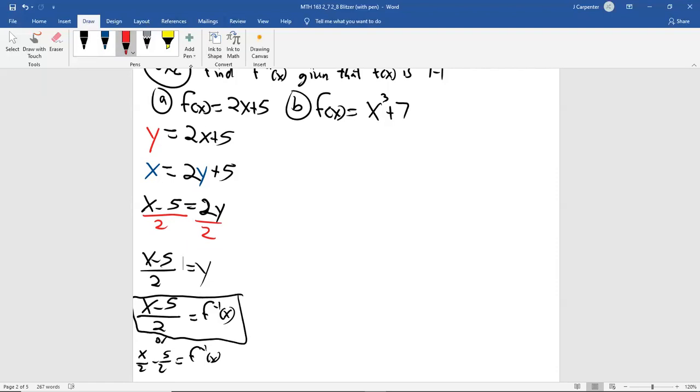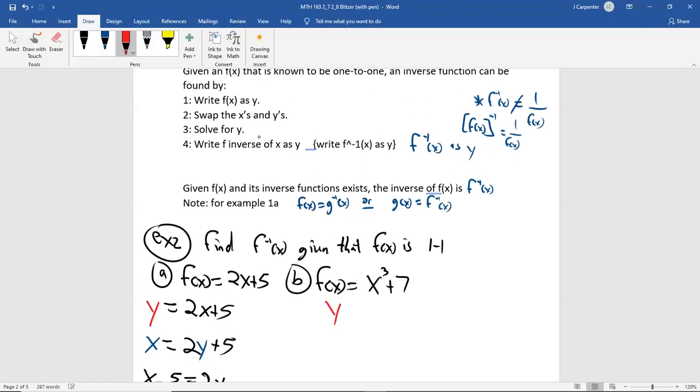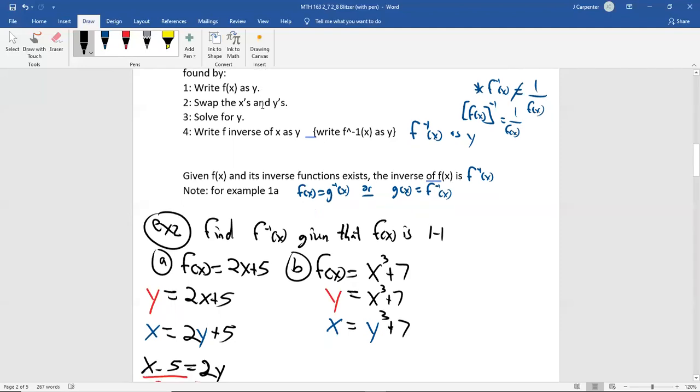So first step was to write f of x as y. So y equals x cubed plus 7, going back to old school notation. Second step, swap the x's and the y's. All y's become x's, all x's become y's. Everything else stays. See, I don't give the 3 to the x on the left here. Now it's with that y. You're literally just swapping the variables, no other components. And then your third step is to solve for y.